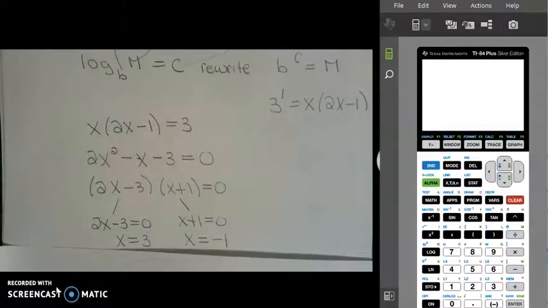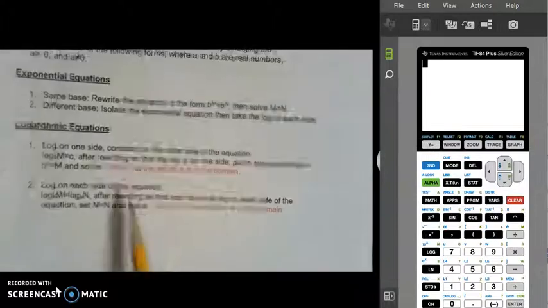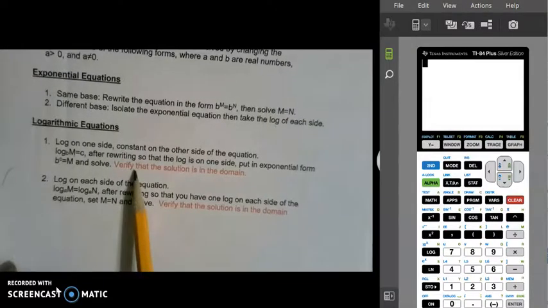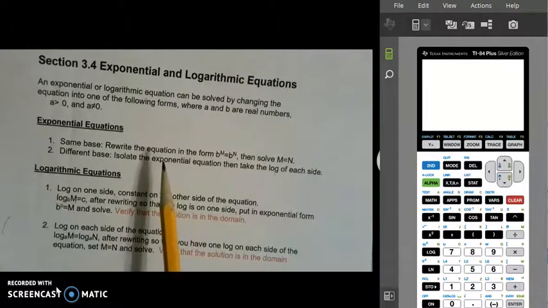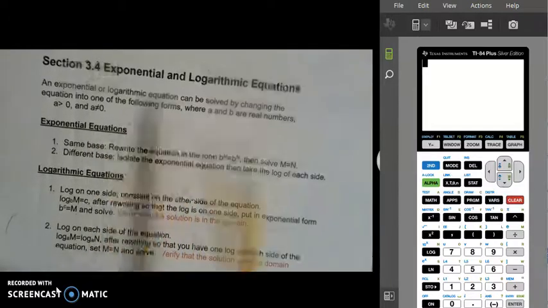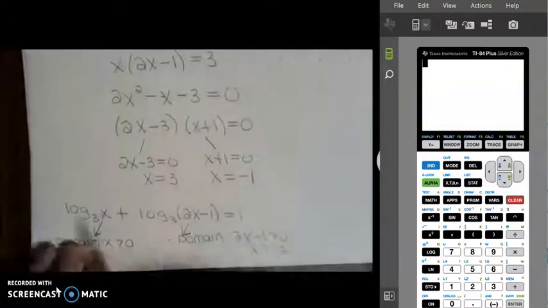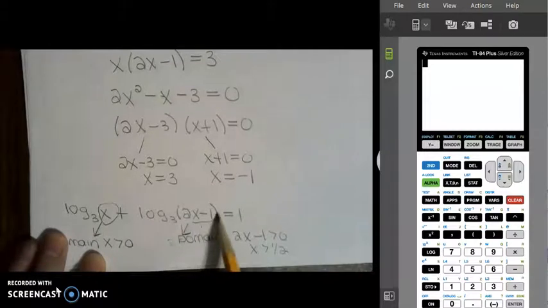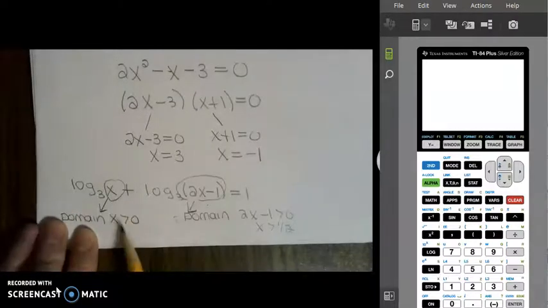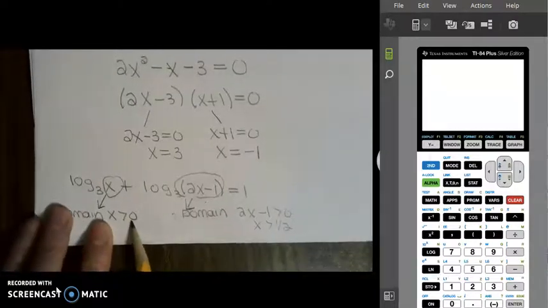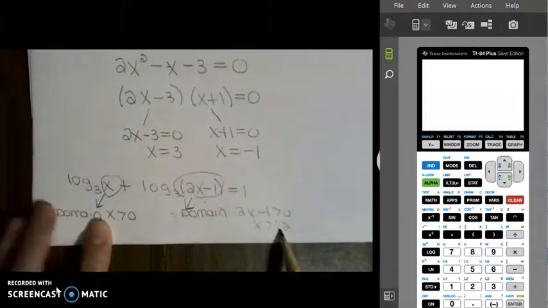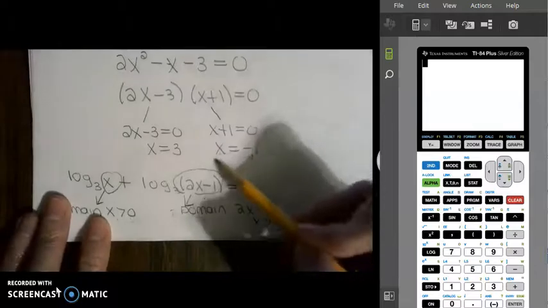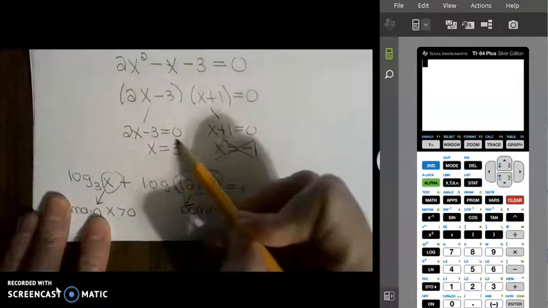Okay. Now, before we finish, we want to make sure that the answers we get verify what's in the domain of the logarithms. Remember, our logarithms must be positive, so we kind of talked about that up here. So this must be positive and this must be positive. So if I go ahead and set this greater than 0, that means x has to be positive, so we know that one's not going to work. And this one says x has to be greater than 1/2. So because of this one, this answer will not work, so our only answer will be 3.